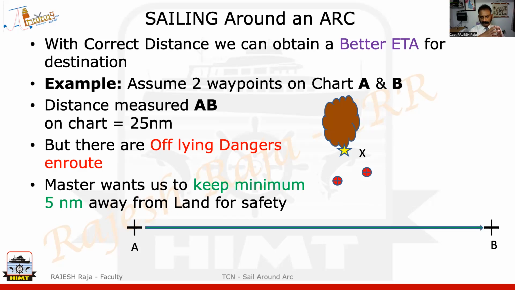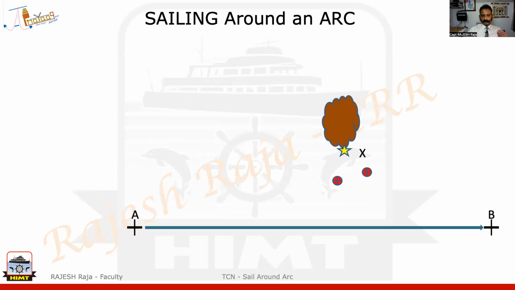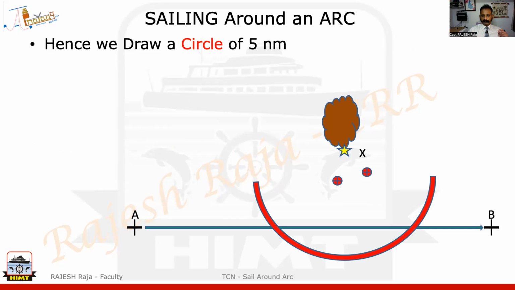So the most logical way of solving this kind of problem is, I'm going to draw a circle of 5 nautical miles, and that clearly tells me that I should never go into this circle. So I should not go into the circle of 5 nautical miles. Now you can see what I've done is I've cut across the rhumb line course.